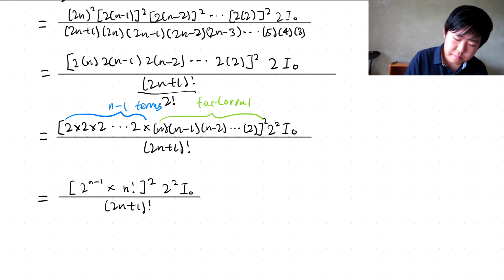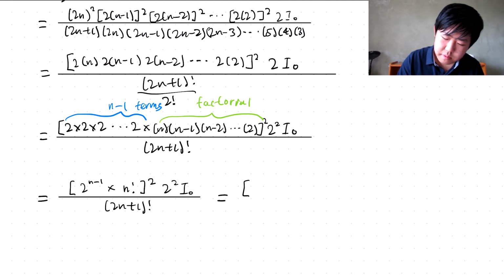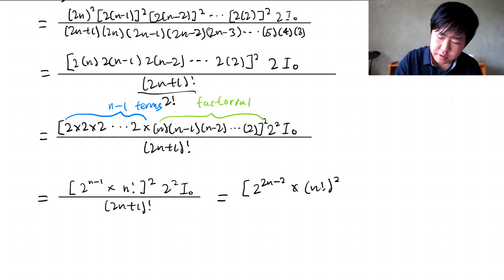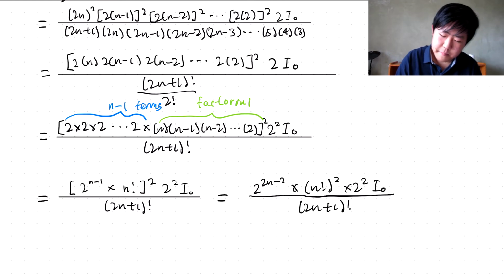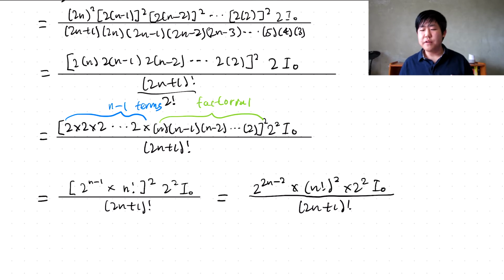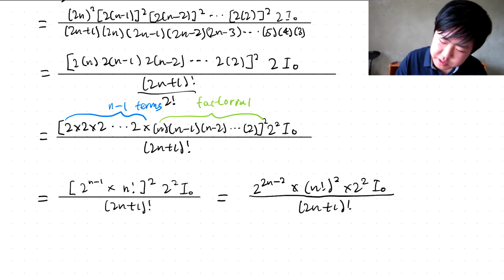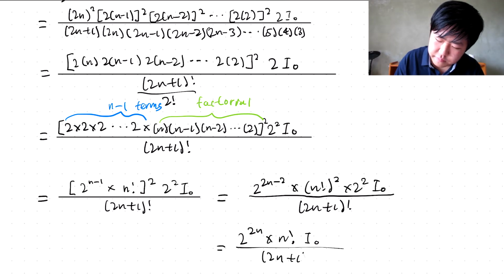And then here, looks like I'm running out of space, so I'll write it down here. 2 to the power of 2n minus 2 times n factorial squared. I don't need this part. And then times 2 squared I0, 2n plus 1 factorial. And now we need to find out what I0 is. I can simplify this one more time. It's going to be 2n times n factorial I0 over 2n plus 1 factorial.